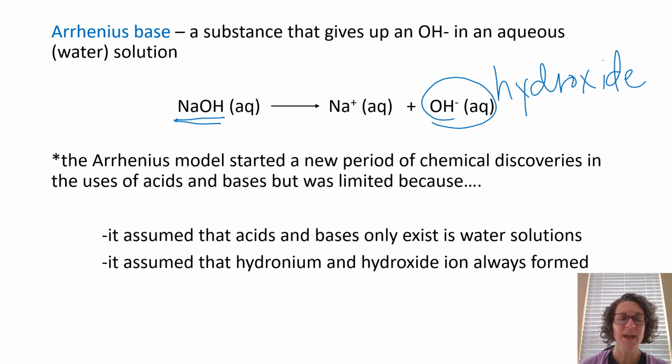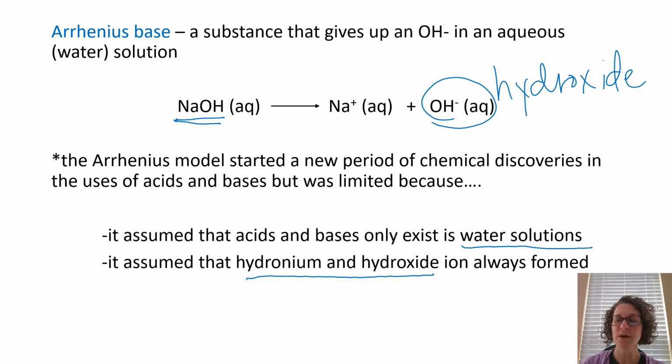So that was really great, but the Arrhenius model is a little bit limited. The main limitations, first of all, are that it only happens in water solutions. That's true like 99% of the time. Quite honestly, water is involved, but not all the time. So that was a little bit of a limitation. And the fact that he said you always have to have hydronium and hydroxide. Again, that happens like 99% of the time, but not every time.